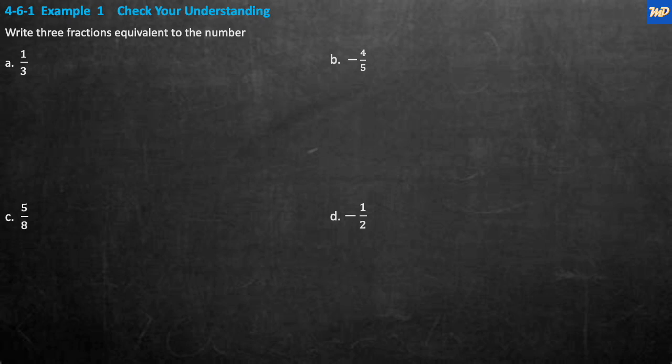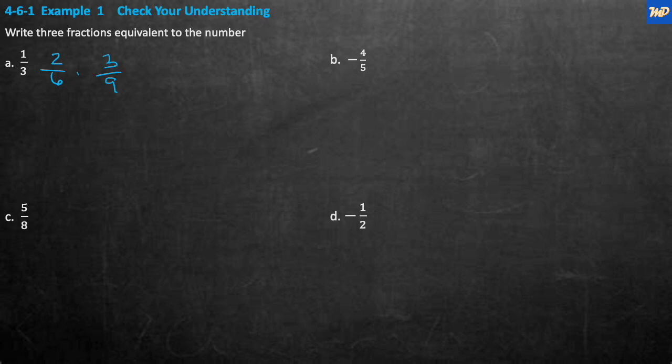But we can write 1/3 as, we can multiply the numerator and denominator by 2, and then we could end up with 2/6. Or we could also multiply 1/3 by 3 on the numerator and denominator, so it'd be 3/9. These are equivalent. How about this one here?